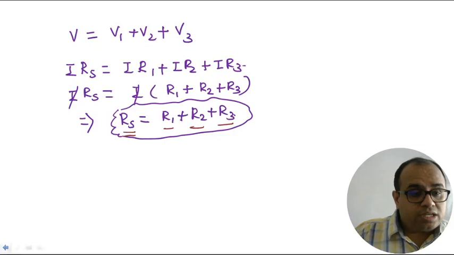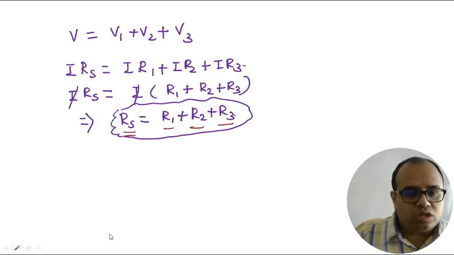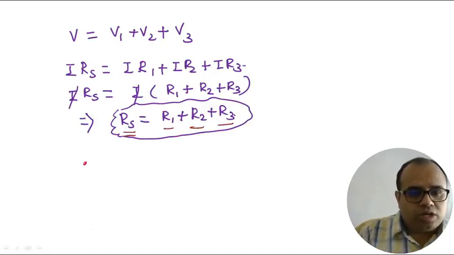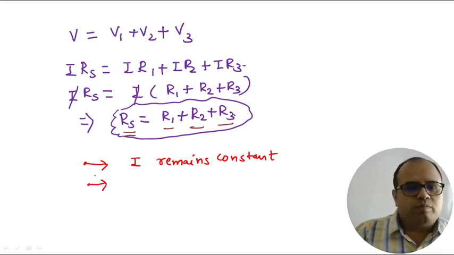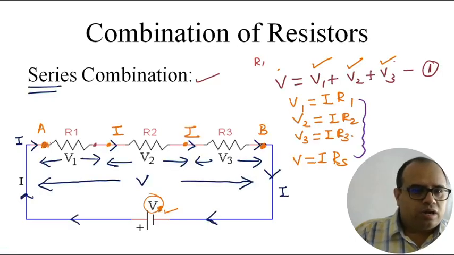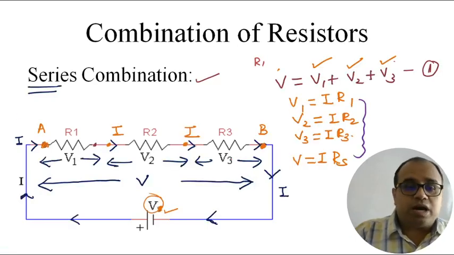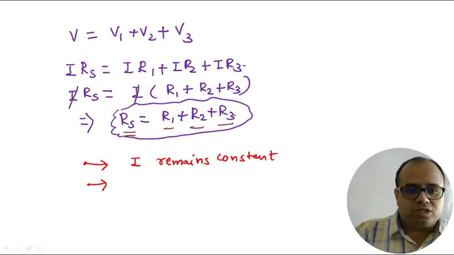Now some important points. Do remember that in a series combination of resistors, the current I remains constant. I remains constant because there is no other path provided here to the current, and that's why current will flow through this particular path only, and the same current would flow through all the resistors.